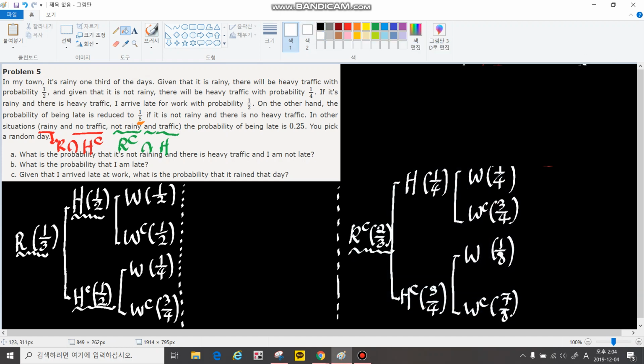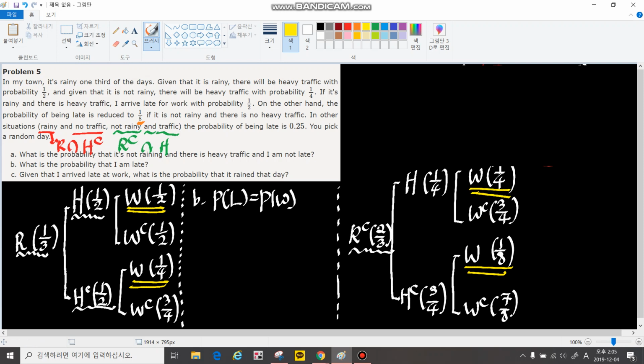So part B: what is the probability that I'm late? Then we're looking for the probability that he's just late. I denoted being late as PW. I should have used L, but okay. So the probability that he's just late for work is PW. How PW is calculated is you just need to add everything here: PW, W, PW, and then W.